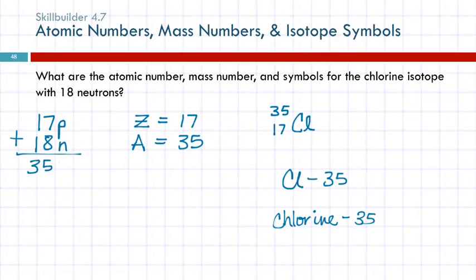Any questions? From this problem, we get the element symbol from the periodic table. We get the number of protons from the periodic table. The number of neutrons is given to us in the problem because we need to know which isotope we're talking about. Questions?